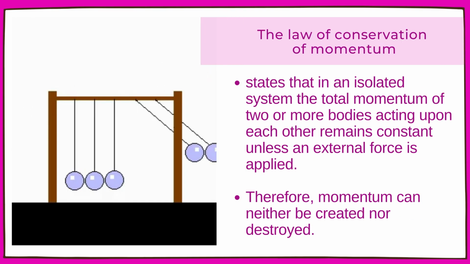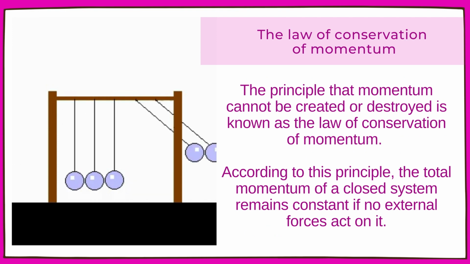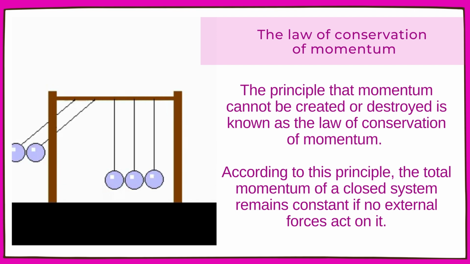The law of conservation of momentum states that in an isolated system the total momentum of two or more bodies acting upon each other remains constant unless an external force is applied. Therefore, momentum can neither be created nor destroyed. The principle that momentum cannot be created or destroyed is known as the law of conservation of momentum. According to this principle, the total momentum of a closed system remains constant if no external forces act on it.